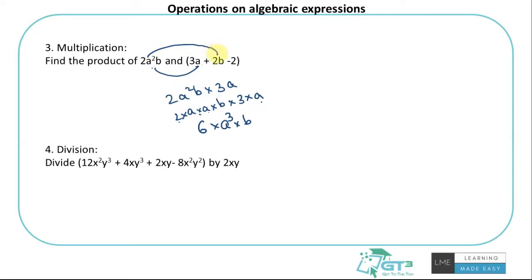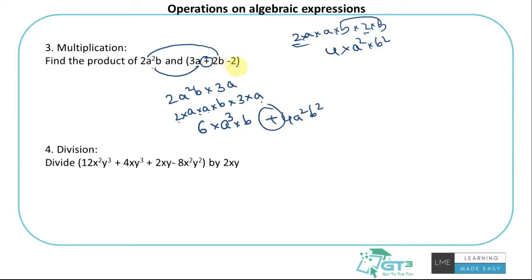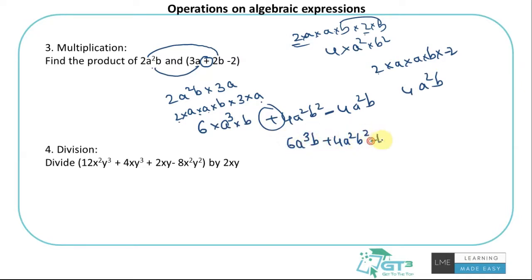Next I need to multiply 2a square b into 2b. That is 2 into a into a into b, into 2 into b. So 2 into 2 is 4. A into a is a square, b into b is b square. So plus 4a square b square. I am just carrying this sign whatever I have here. Then I have minus 2, so that's basically 2 into a into a into b into minus 2, if I want to put it like this. 2 into 2 is 4, a into a is a square, and then b. So 4a square b and I need to put a minus sign. So the simplified value is 6a cube b plus 4a square b square minus 4a square b.